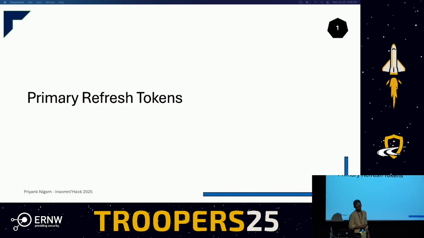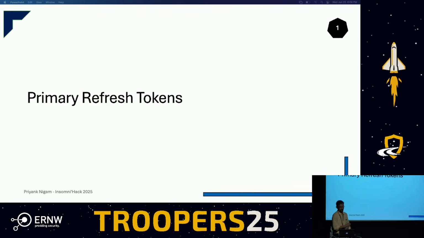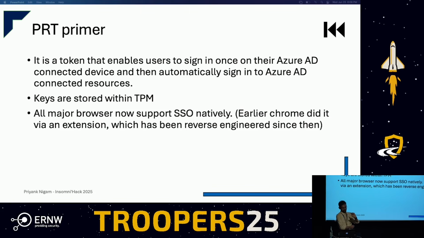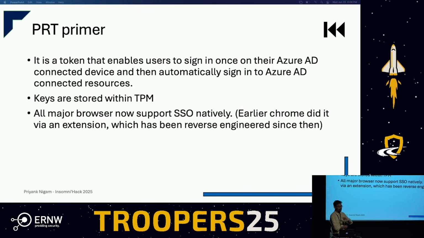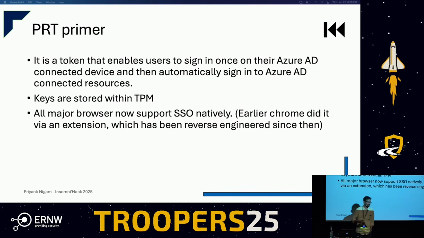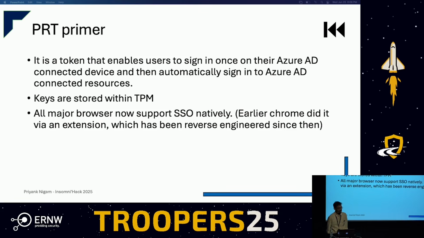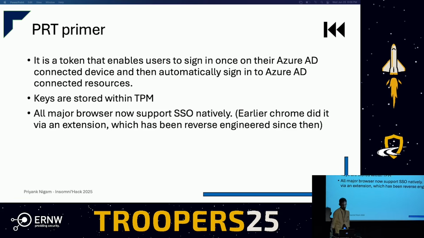So let's do a primary refresh token primer. Once you have these tokens, there are other ways of attacking the target system which you are already on. A primary refresh token enables users to have really long-lived single sign-on tokens on the device, right? Typically 14 days on a rolling window basis.